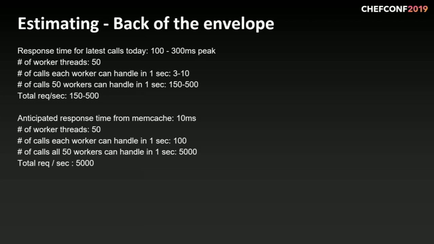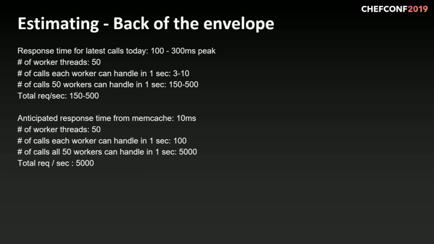We started doing some estimates, and I just copy-pasted exactly what we had on a back of the envelope calculation. We said, okay, look, let's do some thinking here. We have this today, 100 to 300 milliseconds. Let's say we have 50 threads. How many are we handling? We should be able to do 100 to 500. Well, we're doing 1/10 of that, right?